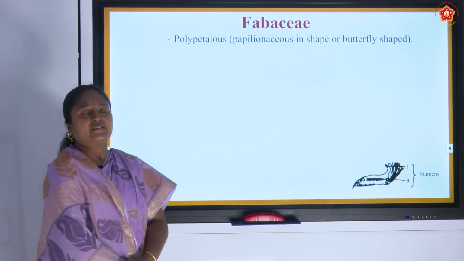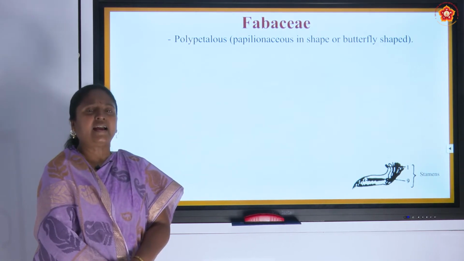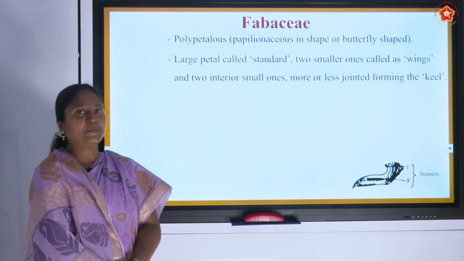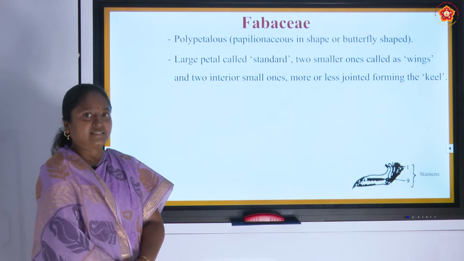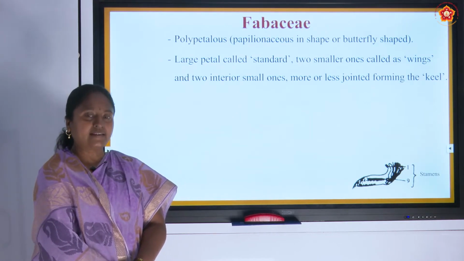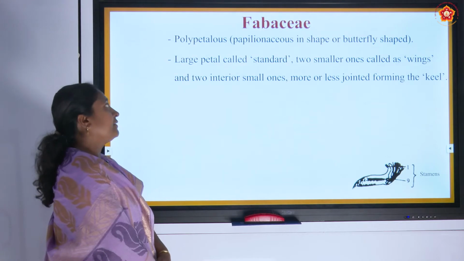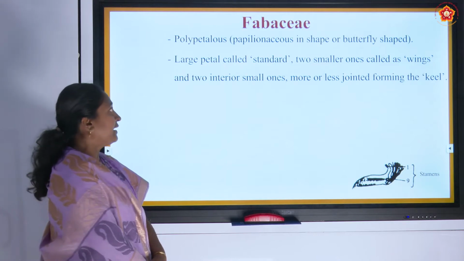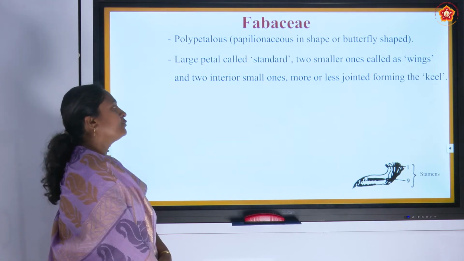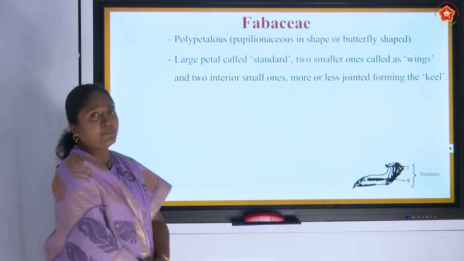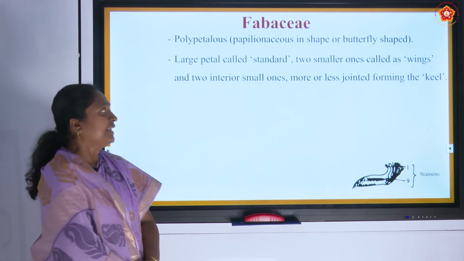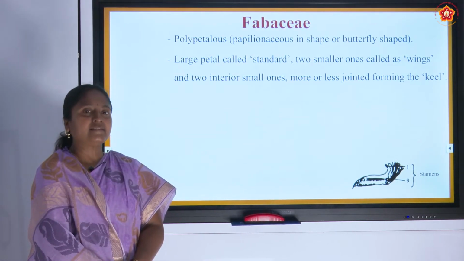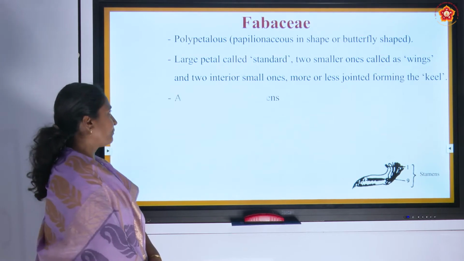That is the shape of the butterfly it is taking, and all the petals are different from each other. I repeat, the large petal which is present is known as the standard. Then we have two lateral petals, a little smaller than the first petal, the standard. They are known as wings. Then in the middle we can see two interior small petals, sometimes joined, sometimes free. These petals are known as keel. These are the three different kinds of petals these plants have.